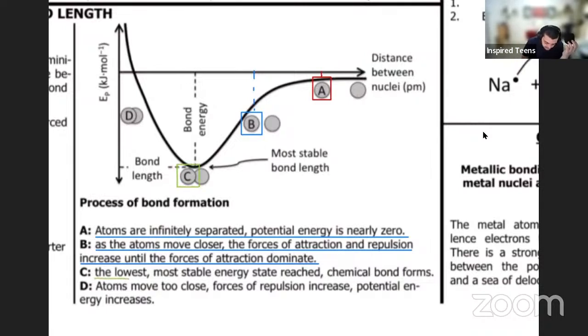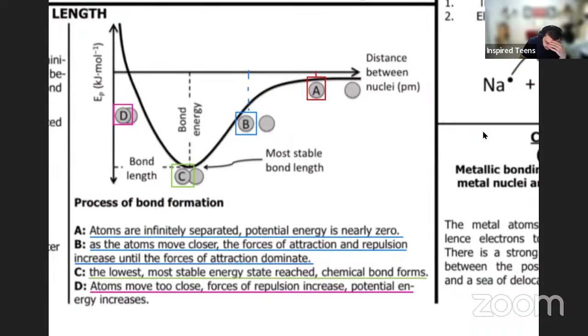Okay, point C is the lowest, most stable energy state reached. Chemical bonds are formed. Once they are bonded, it's the lowest energy state and the most stable, with no uneven forces of attraction and repulsion going on. Then let's look at point D. The atoms move too close, forces of repulsion increase, potential energy increases. If they move too close to one another, they will repel one another.